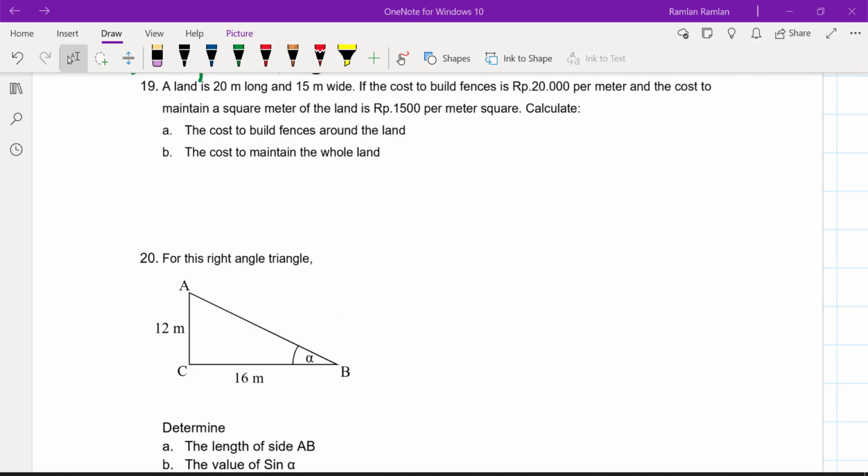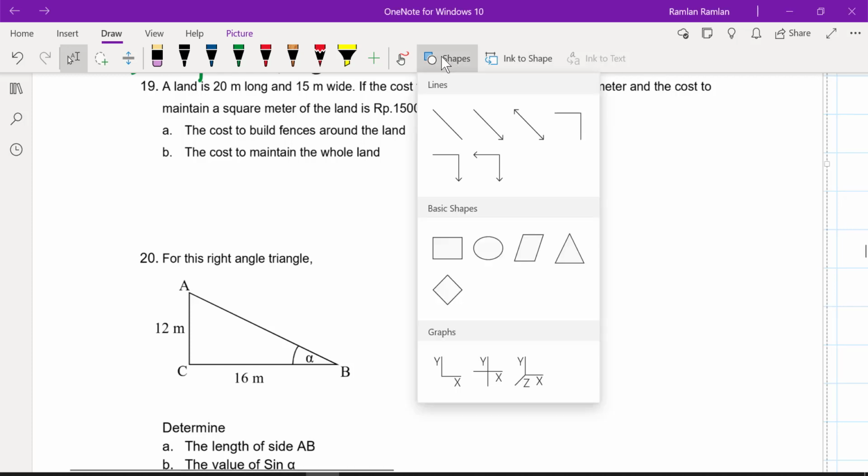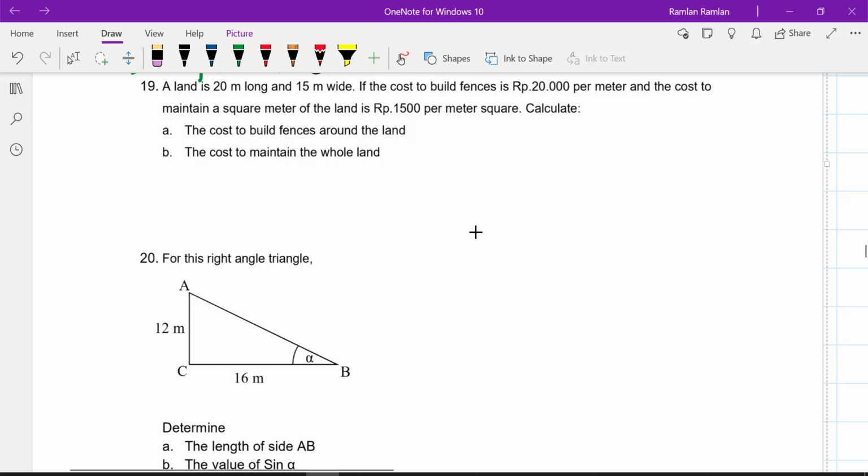If the cost to build fences is 20,000 rupiah per meter and the cost to maintain a square meter of the land is 1,500 rupiah per meter square, calculate the cost to build fences around the land and the cost to maintain the whole land. So again, guys, illustrate, if you can. I'm going to illustrate it over here.